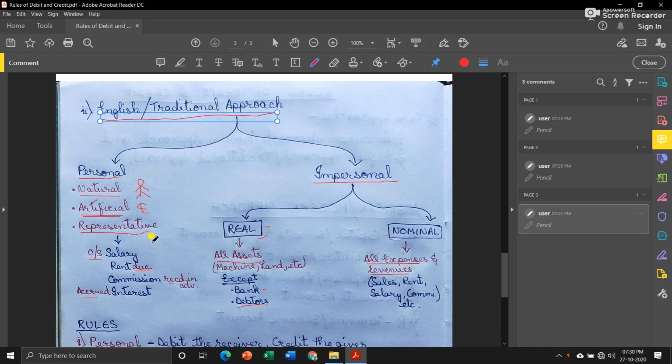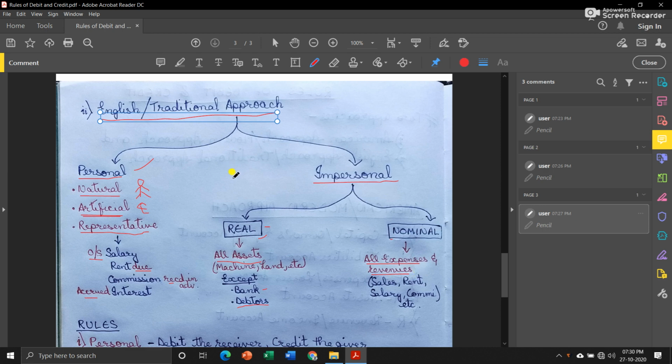So you have to remember only this: under the traditional approach accounts are divided into three parts. First is personal. It includes natural, a human being, and artificial, an institution created by a person. Then representative account, which is nothing but nominal account with prefix or suffix. Then under real account all the assets are included except for bank and debtors. And last is nominal account, all the expenses and revenues.